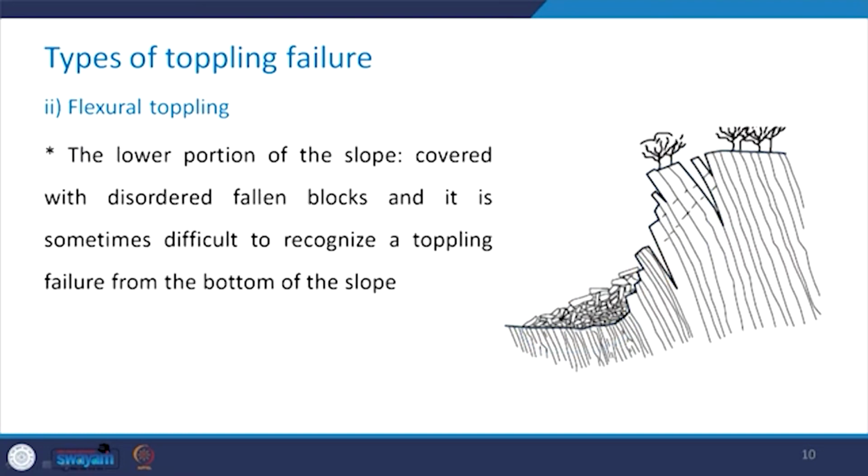The lower portion of the slope gets covered with disordered fallen blocks, and sometimes it becomes difficult to recognize a toppling failure from the bottom of the slope. Now, let us say that you stand here and you try to observe. So, what you are going to see is this material, and if you look from this point, that is at the base of the slope, you may not be able to recognize that it is the toppling failure here in this portion of the rock slope, just because the lower portion of this slope is covered with the disordered fallen blocks, and what you will see is only this much portion, and you will not be able to recognize this. So, we need to be careful about such type of toppling failure.